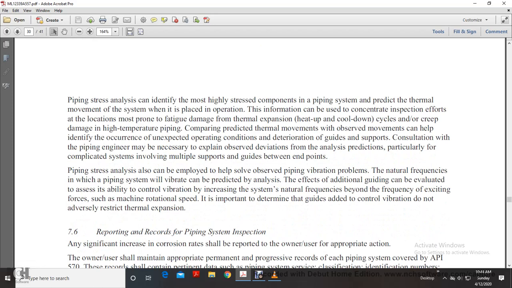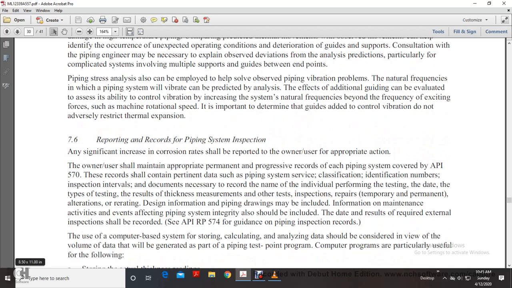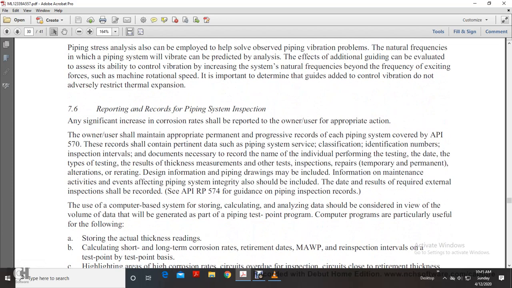Piping stress analysis may be employed to help solve observed piping vibration problems. The natural frequency at which the piping system will vibrate can be predicted by the analysis. The effectiveness of additional guiding can be evaluated to assess the ability to control the vibration. The natural frequency of the system should be beyond the frequency of the existing forces, such as machine rotational speed. It is important to determine that the guides added to control vibration do not adversely restrict thermal expansion.